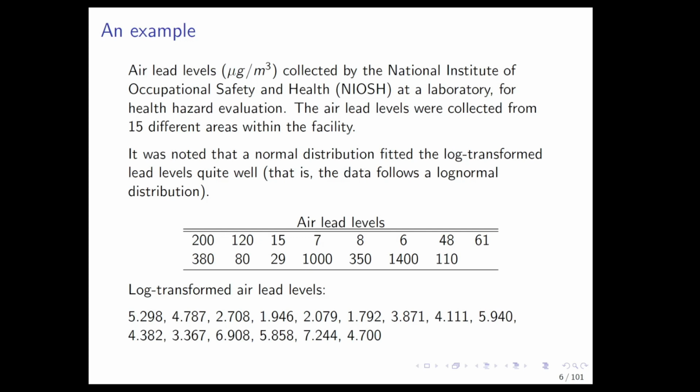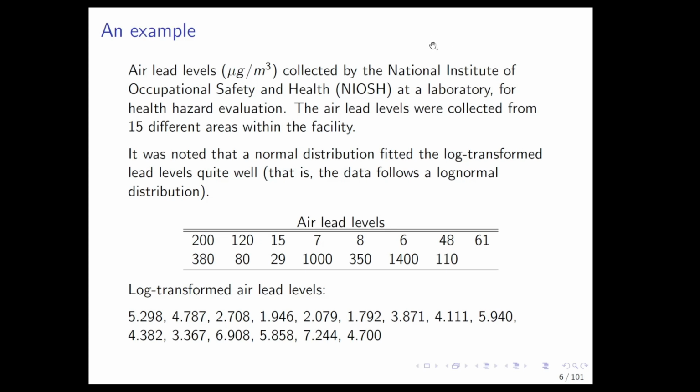You will see that some of the numbers are quite small and some of the numbers are very big. And this is typical of what is called the log normal distribution, because it is a distribution that is skewed to the right. If you take the logarithm of the data and if you do a normal probability plot, you will get practically a straight line. So that means the log transformed data follows a normal distribution, and that is the meaning of the log normal distribution. So at the bottom, I have also included the log transformed air lead levels.